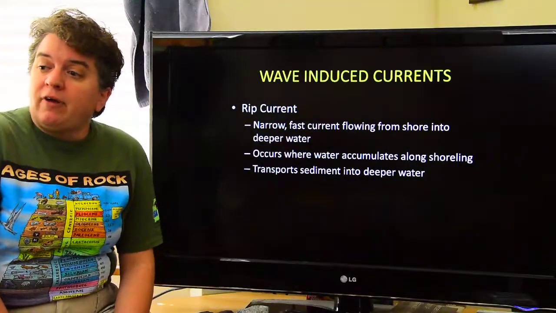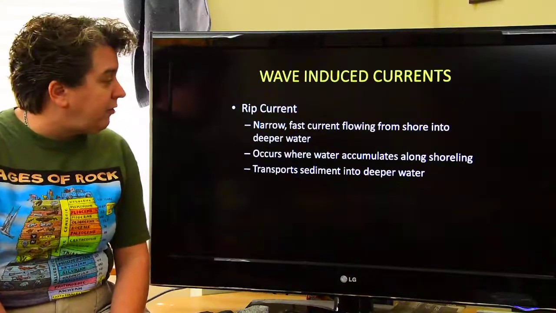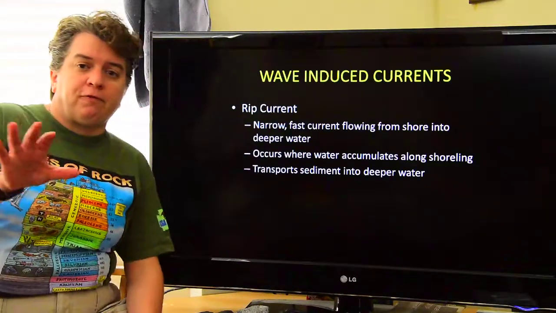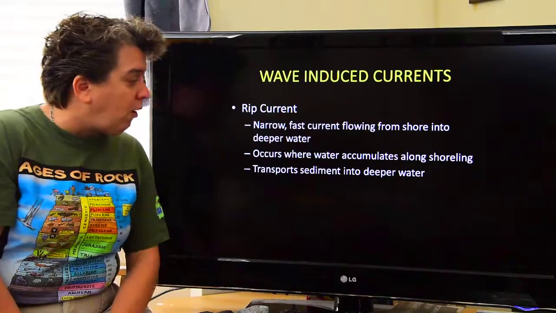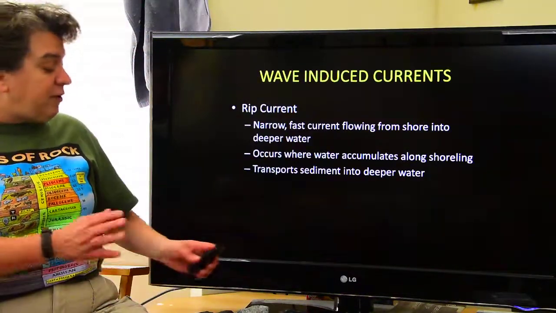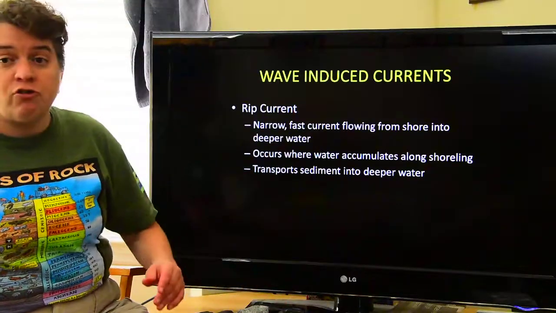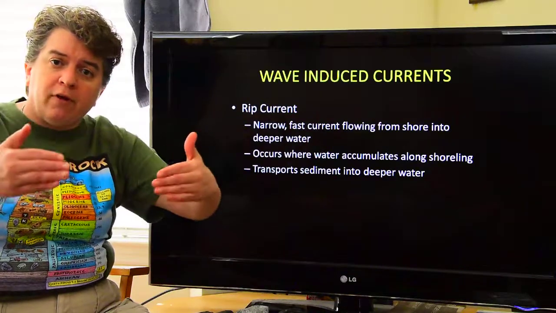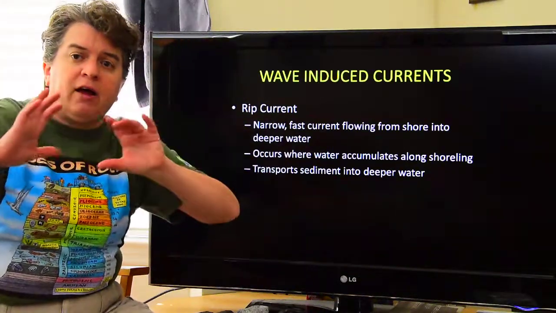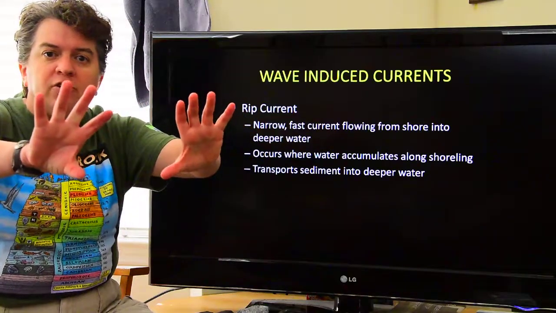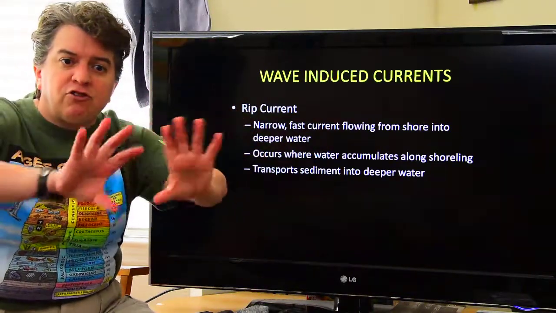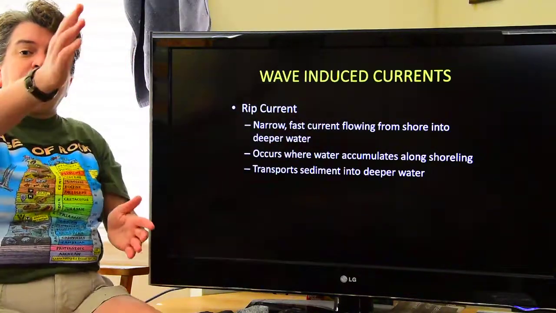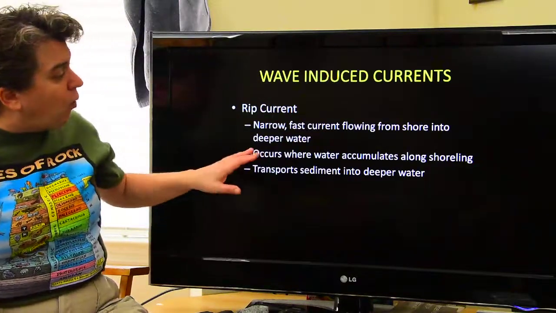Another current that is created by waves is called a rip current. And a rip current is a very narrow, very fast-flowing current that goes from the coastline into the deeper water. And this occurs where water accumulates along a shoreline. So basically a wave arrives, it starts going back into the ocean, but before all that water can go back into the ocean, the next wave arrives, shoves all of this up against the beach, and eventually enough water gets shoved right up against the beach that it's unstable, and a rip current forms that flows very, very fast out into the deeper water.